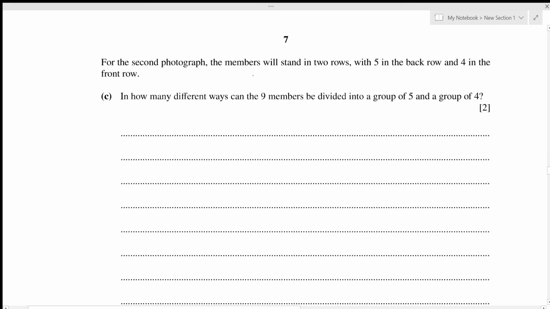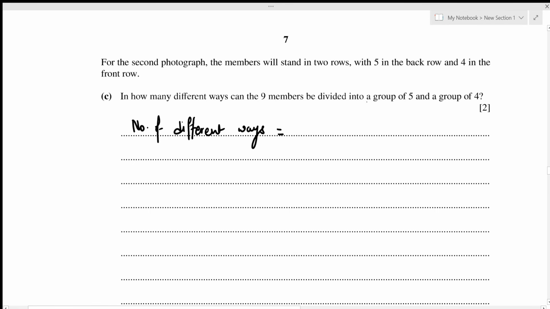For the second photograph, the members will stand in 2 rows with 5 in the back row and 4 in the front row. In how many different ways can the 9 members be divided into a group of 5 and a group of 4? So we just need to figure out the number of ways. Alright, we're talking about dividing the 9 members into 2 different groups. Whenever we're dividing a given set of members into 2 different groups, if we just select the members for the first group, then the remaining members will automatically be selected for the second group, right? Which means that we only need to consider this possible selection for the first group.